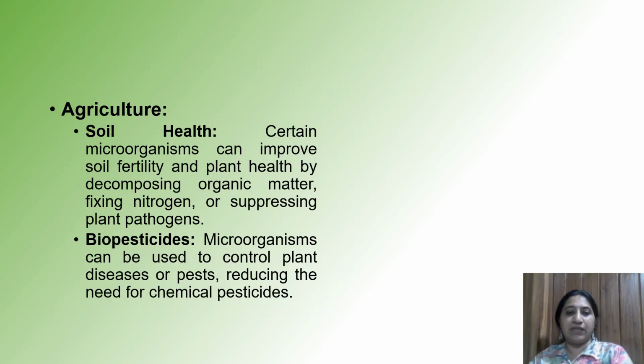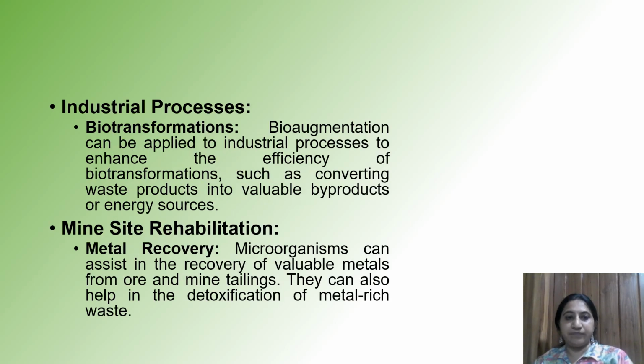Bioaugmentation also helps in agriculture, as it enhances the soil health. Certain microorganisms can improve soil fertility and plant health by decomposing organic matter or fixing nitrogen or suppressing plant pathogens. Also, there are some organisms which can solubilize phosphate. Biopesticides: microorganisms can be used to control plant disease or pests, reducing the need for chemical pesticides.